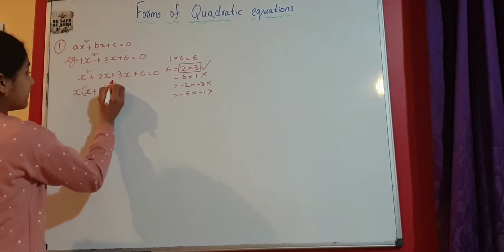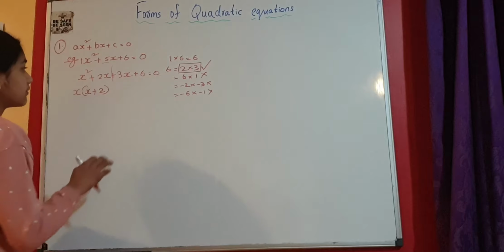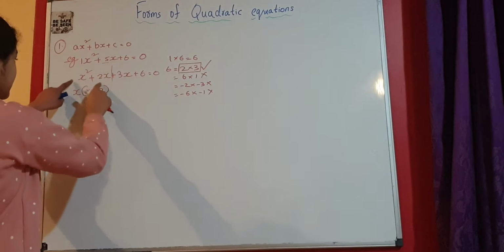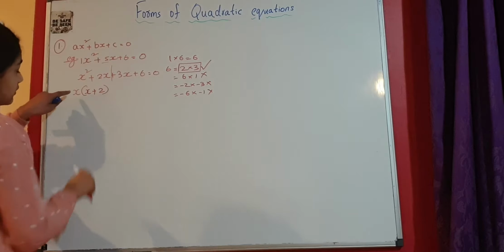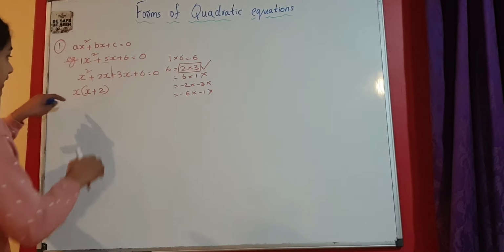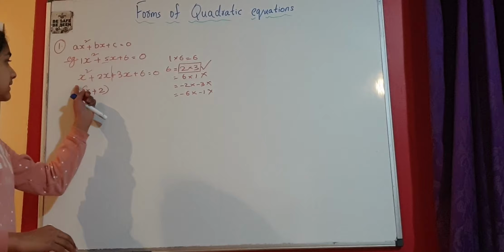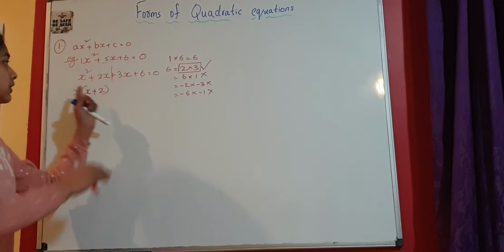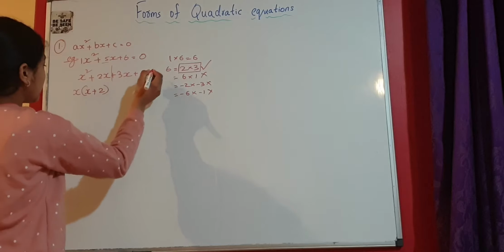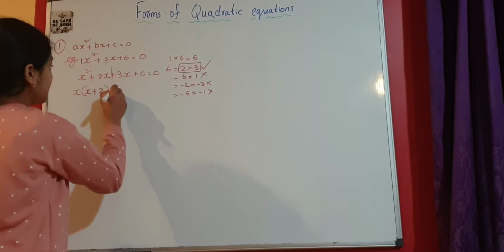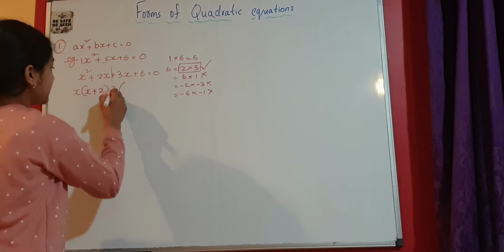So we need to break it down into two parts. So this is 1 and this is 1. So what did I do? I just factorized it. I just found the factors of this equation, x square plus 2x. You need to break it into two parts. So the next part is 3x plus 6. Here also the same thing. So 3, so plus 3.